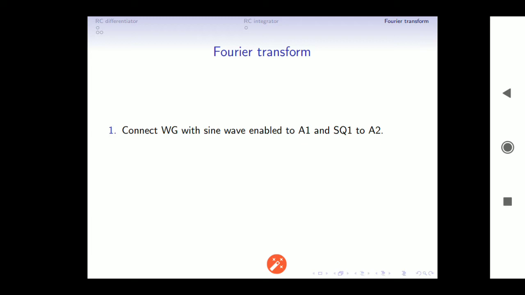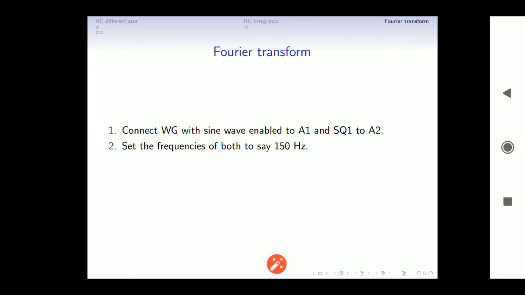Okay. Then we move on to the Fourier transform, the second part of the experiment. Fourier transform of sine wave and square wave signal. So the square wave you can get from the wave generator with sine wave enabled, that can be connected to any one of the terminals. Let it be A1, and connect the square wave generator, Q1, to A2.